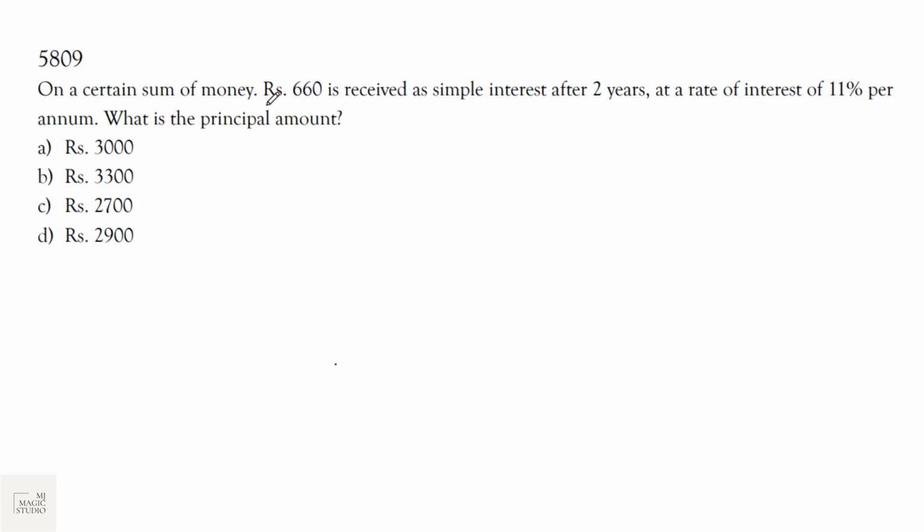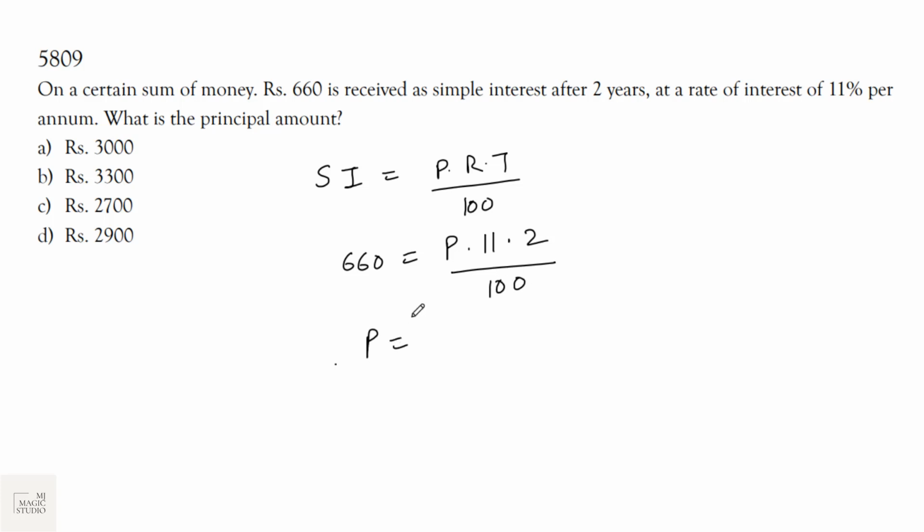On a certain sum of money, rupees 660 is received as simple interest after 2 years at a rate of 11% per annum. So let me use this formula again. Simple interest is 660. Principal we don't know. Rate of interest is 11 and it is invested for 2 years. We can get the value of P. 11 is 60, 2 will give 30. So this would be 3000. Principal amount is rupees 3000, option A.